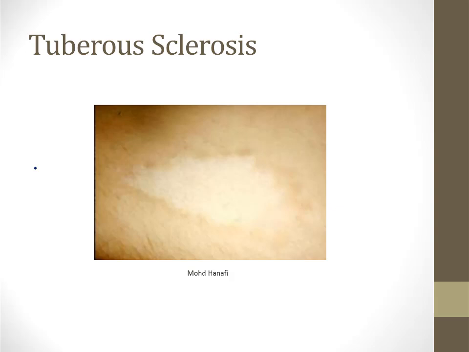And then this is a picture of an ash leaf spot. It's a pale hypopigmented spot seen on the skin. And that concludes our video on cardiac tumors.